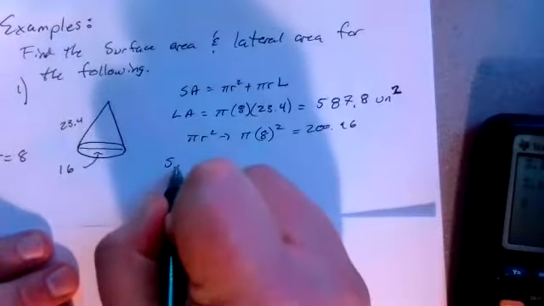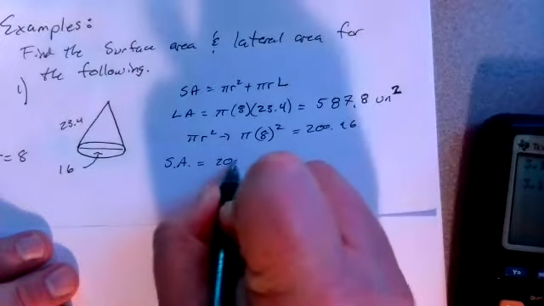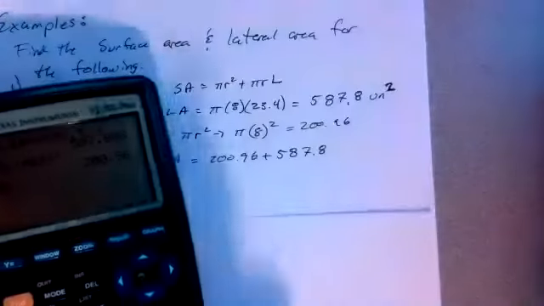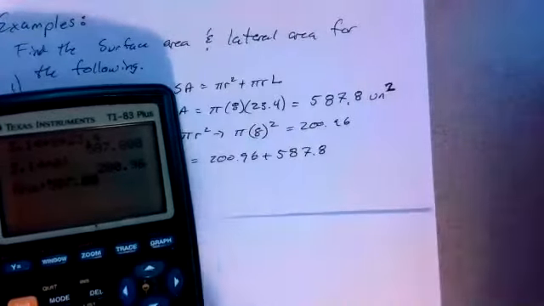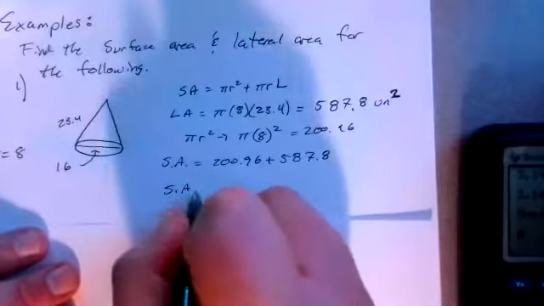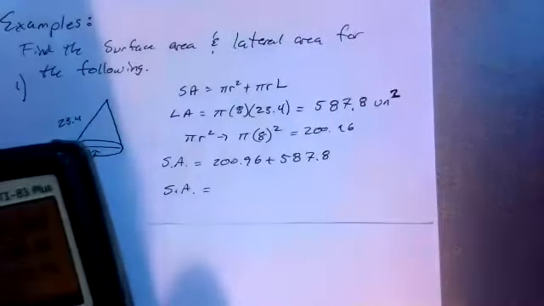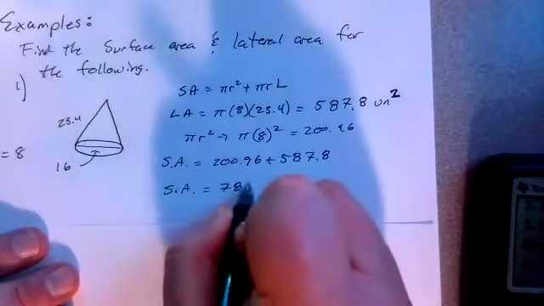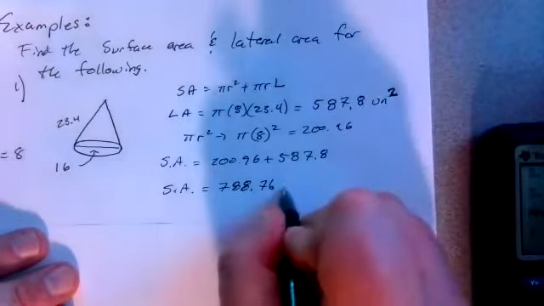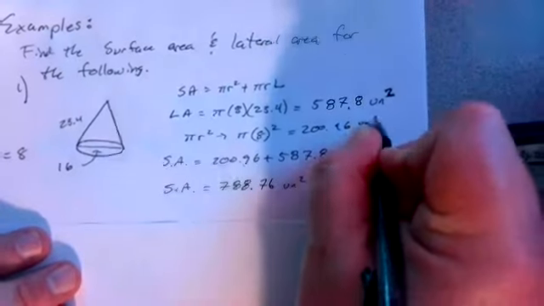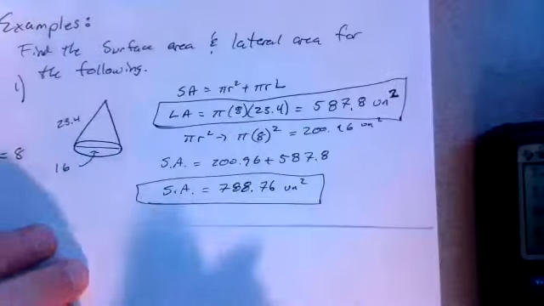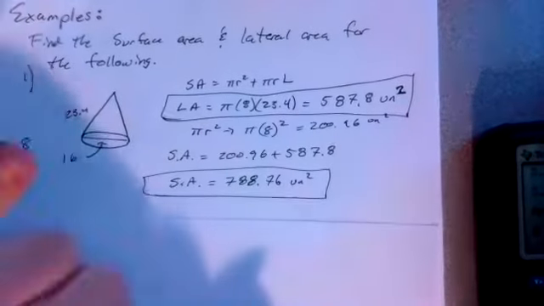Now my total surface area is going to be that 200.96 plus 587.8. When I do that, we get 788.76. So the total surface area is 788.76 units squared. Sorry, this was squared. So there is my surface area, and there is my lateral area for a cone.